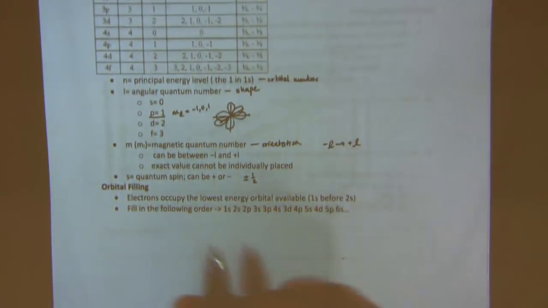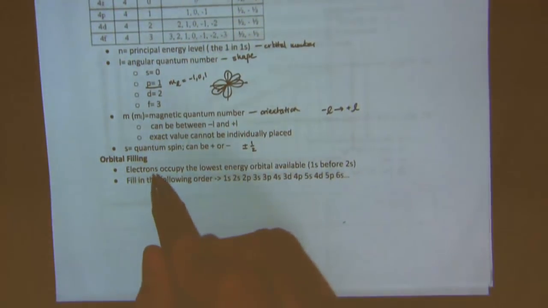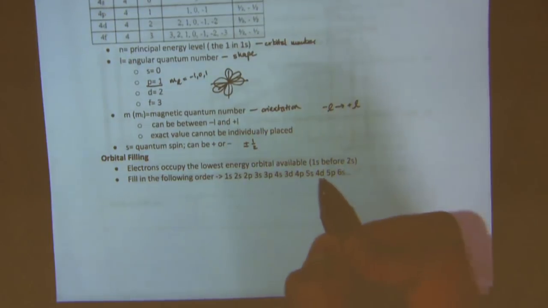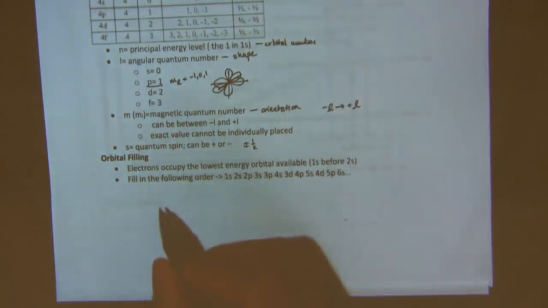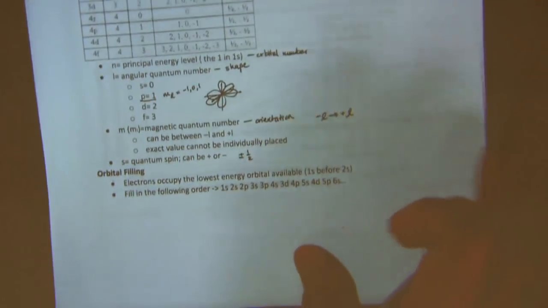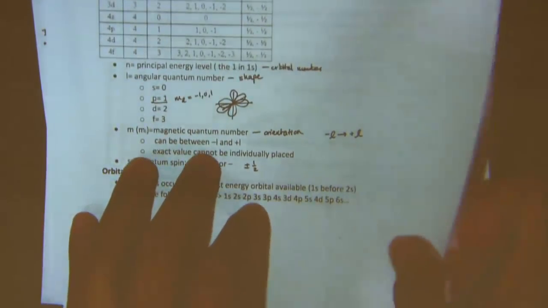For orbital filling, some of the rules we have to remember is that electrons occupy the lowest energy orbitals available. So we're going to do 1s before 2s, and then fill in the following order. This corresponds to your periodic table. So we can flip over to the next page.